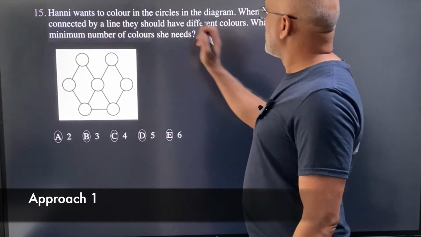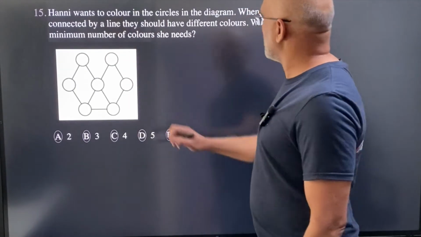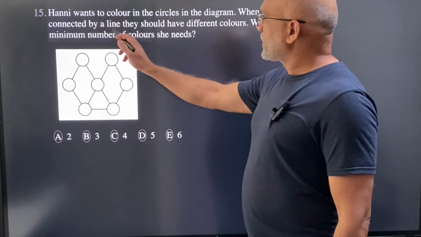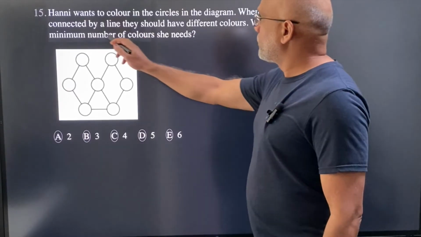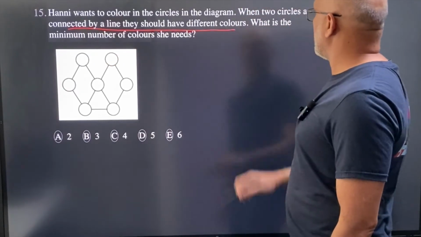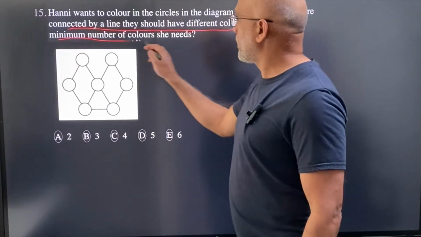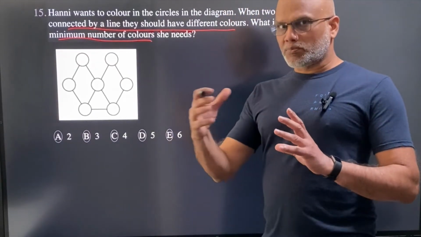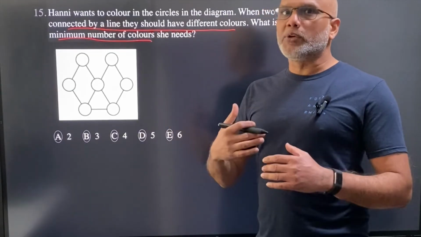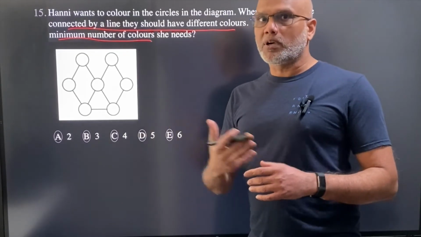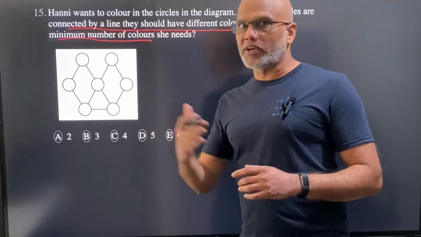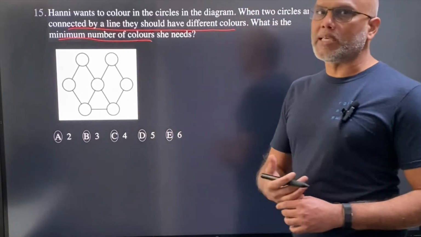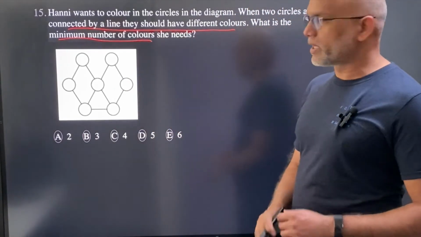Hanni wants to color in the circles in the diagram. These are the circles. When 2 circles are connected by a line, they should have different colors. What is the minimum number of colors she needs? So in a real test, you will probably not have access to different colors. So we are going to use numbers instead of colors. So different numbers will represent different colors. And that way it will also be easy to do the work.